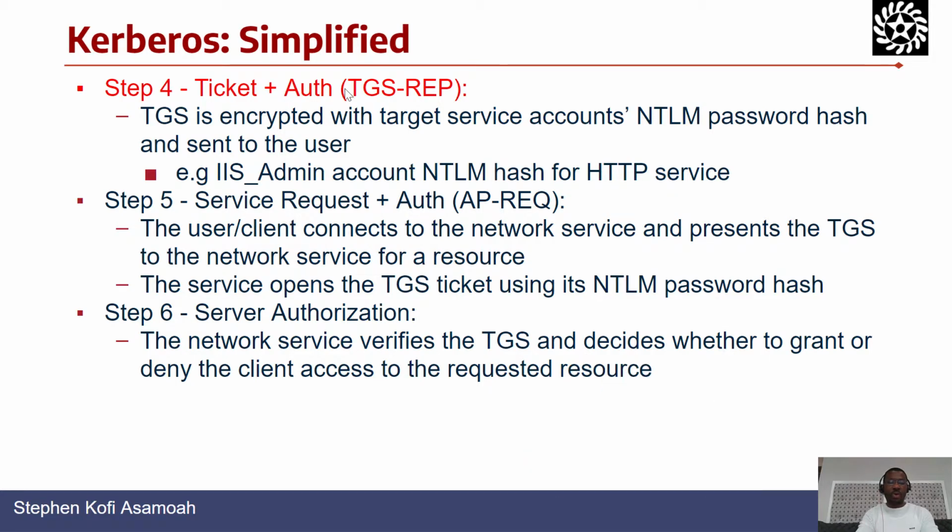Right? So once you receive that TGS reply, you are now going to present it to the server, which is the AP request. And then the server would of course open it using its password hash, and then the sixth step is to give you authorization.